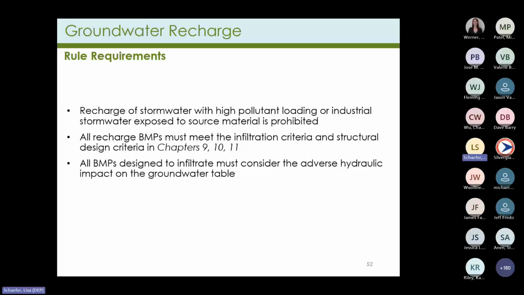Now, the design criteria from the applicable chapter must all be met, and groundwater mounding must also be addressed. So Peter will cover that next.